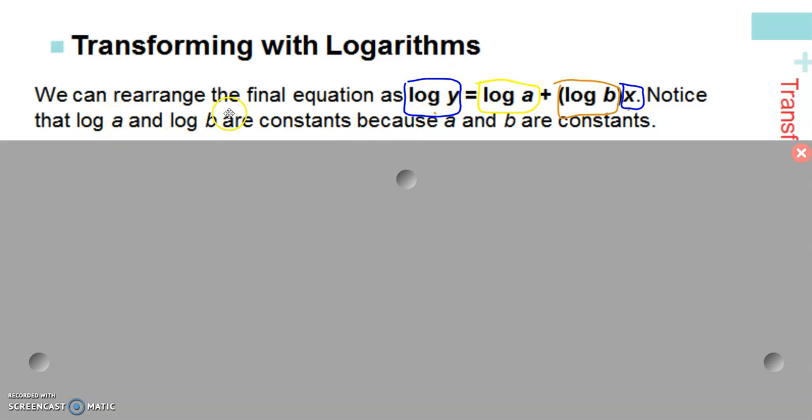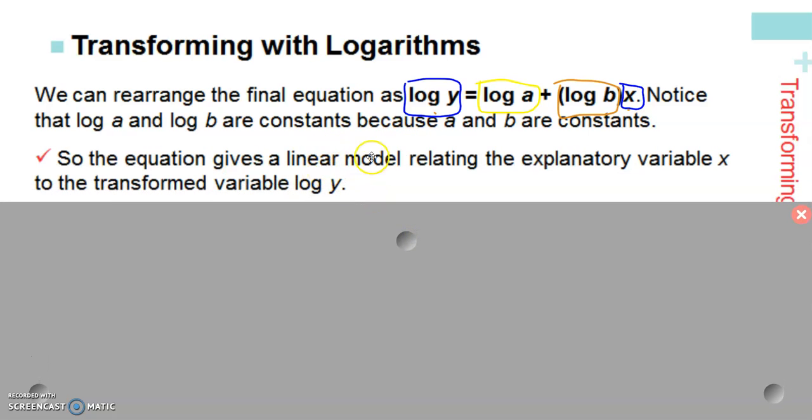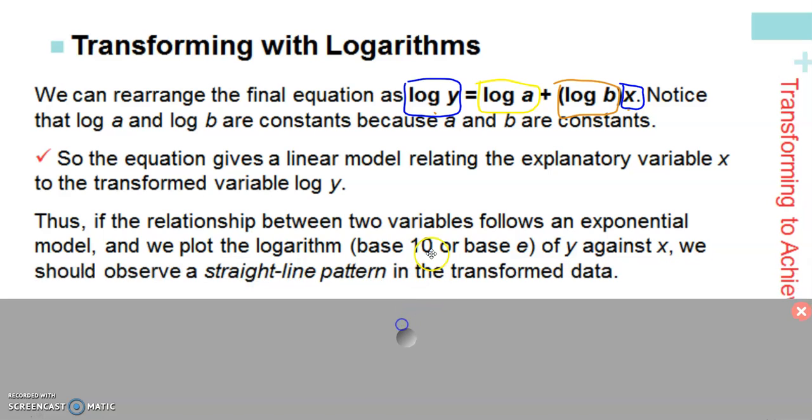So because log a and log b are constants, we basically have a linear model relating your explanatory variable x to your transformed variable log of y. And you can think of this as like the y-intercept, and this is like the slope because it's the coefficient of x. So if the relationship between two variables is an exponential model, we can plot the logarithm of y, and the base that you can choose to use, you should choose either 10 or e because those buttons are on our calculator.